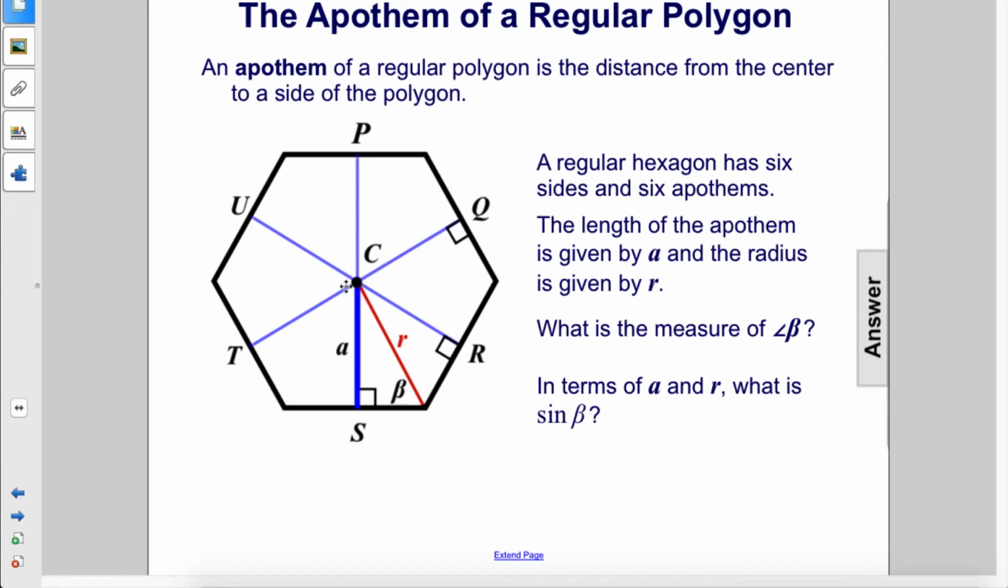An apothem of a regular polygon is the distance from the center to a side of the polygon. A regular hexagon has 6 sides and 6 apothems. The length of the apothem is given by a, lowercase a, and the radius is given by lowercase r. What is the measure of angle beta here? In terms of a and r, what is the sine of beta?